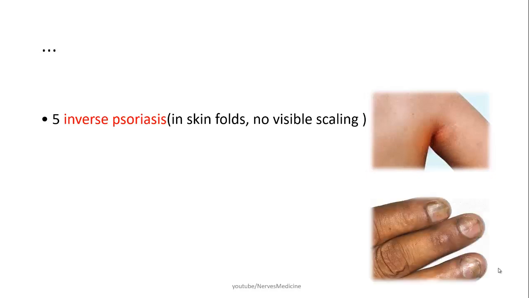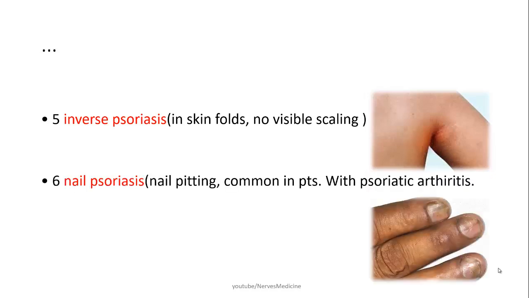Next type is nail psoriasis. Nail psoriasis is associated with psoriatic arthritis, and the findings of nail psoriasis are pitting of the nails, oil spots and distal onycholysis. Management of psoriasis.